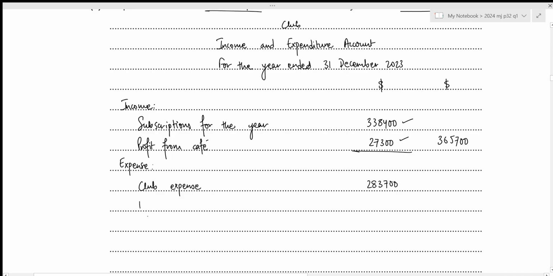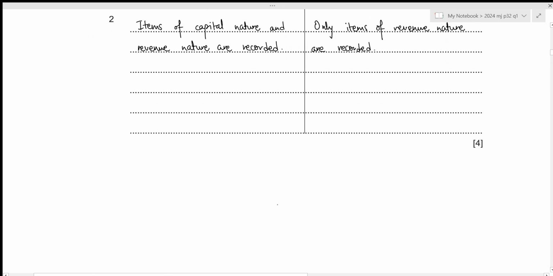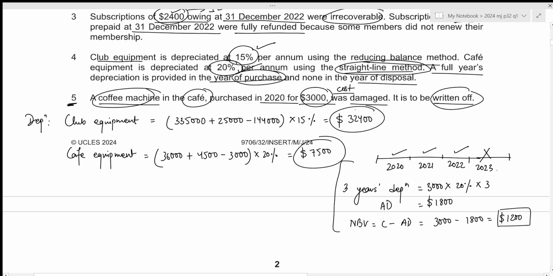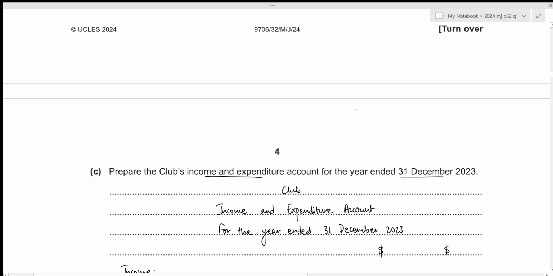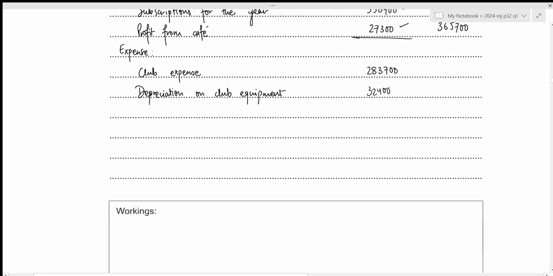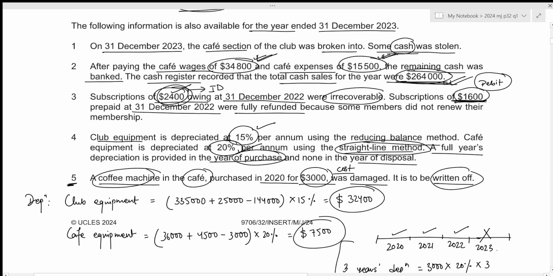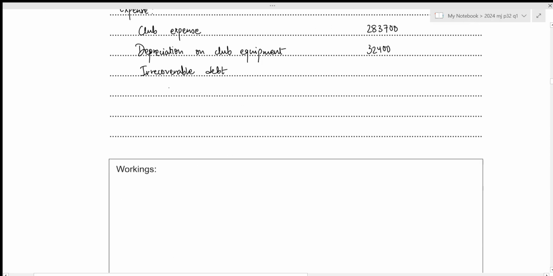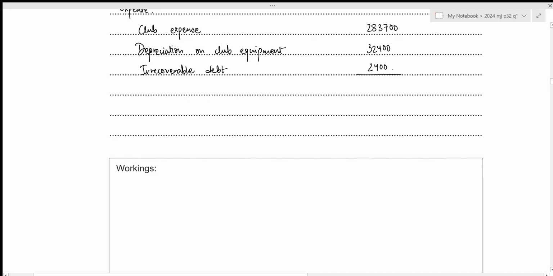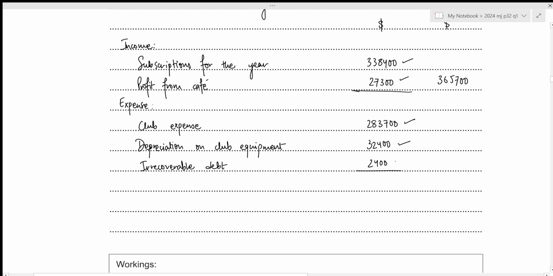Then we've also calculated the depreciation on club equipment. Let's take a look above. So the depreciation on club equipment was 32,400. Then we have the irrecoverable debt on subscriptions. And the amount for irrecoverable debt was 2,400. That should be all for the expenses. Let's calculate the total. So that will be 283,700 plus 32,400 plus 2,400, which results in 318,500.